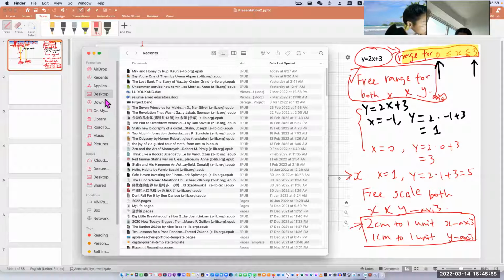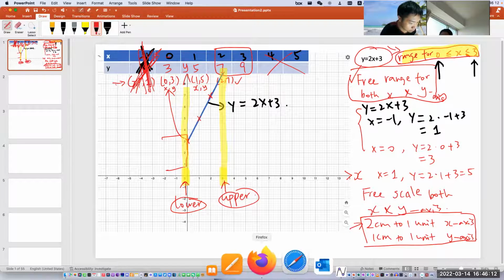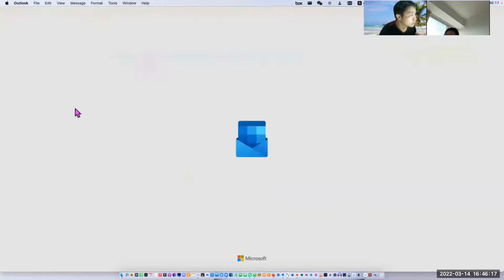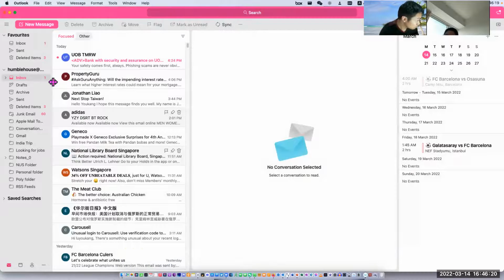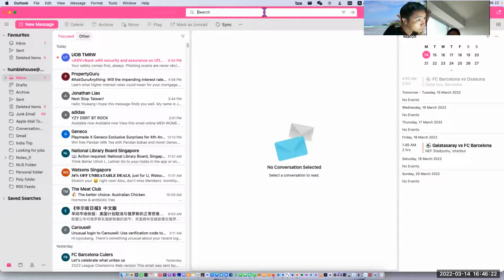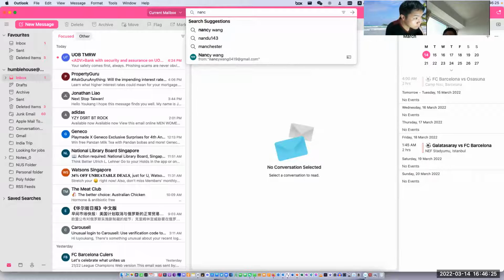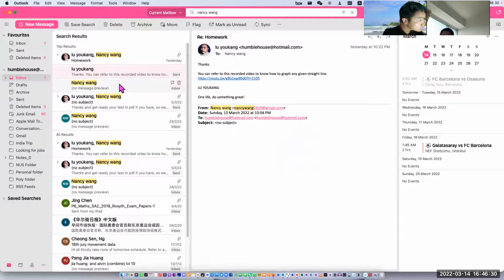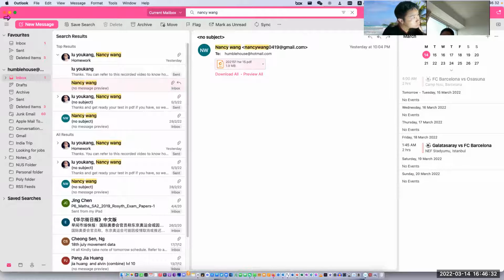I downloaded it already, I think. Hold on, it'll take a while to load. I remember I downloaded it already. But never mind, just launch it here.